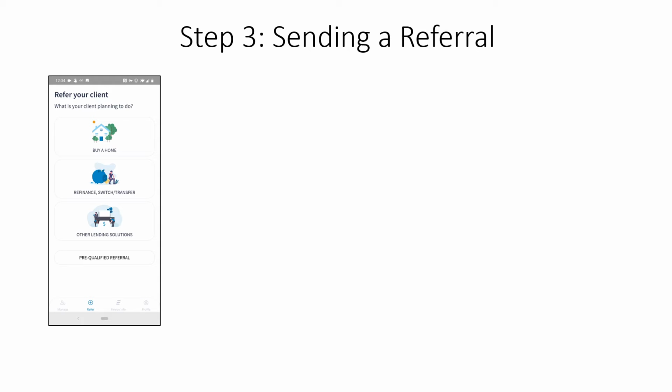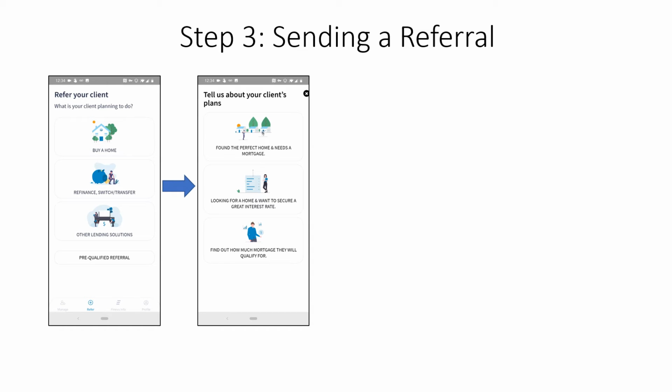Step 3 is sending a referral. Now that you've clicked on your referral page and initiated to send, are you looking to buy, refinance, or other lending solutions? Let's say they're looking to buy. The next thing you're going to see is a few different options again. Have they already found the perfect home? If so, click the first one. Are they looking for one and they want to secure a great rate? That means, are they in the process of searching for a home but haven't found the perfect home yet?